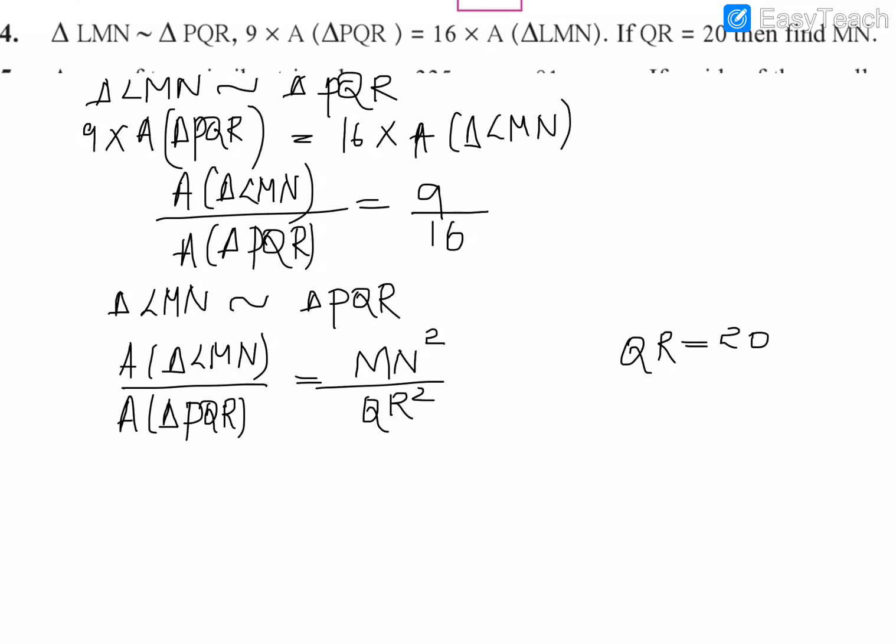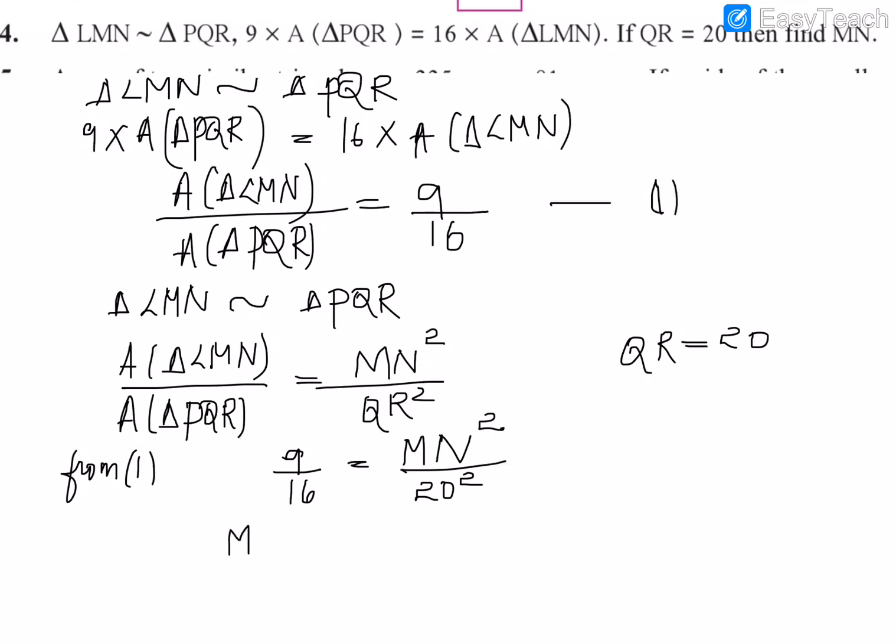So we can substitute the values here. We know the area of LMN by PQR is given as 9 by 16, which we have written. We can call this equation 1. From 1, we can write this equation as 9 by 16 equal to MN square by QR square, where MN we need to find and QR is 20. You can see QR is 20, so I put the value here, 20 square.